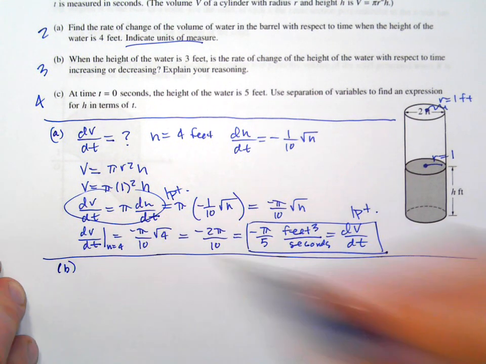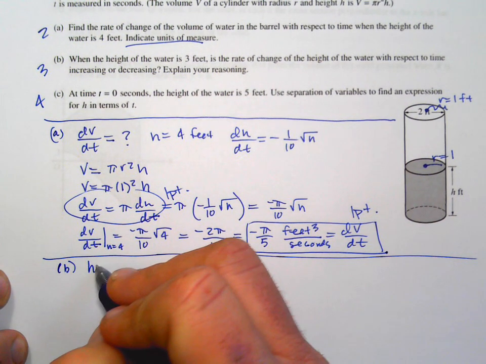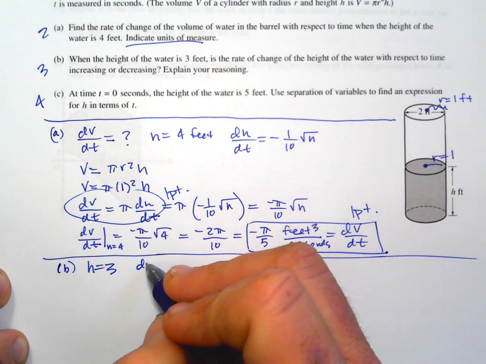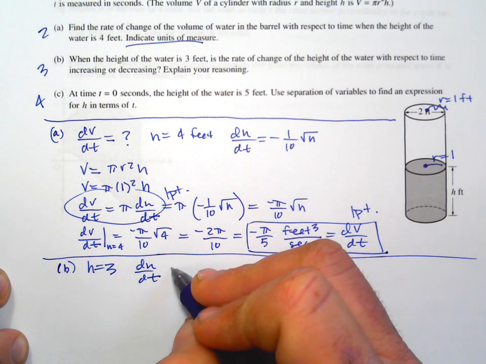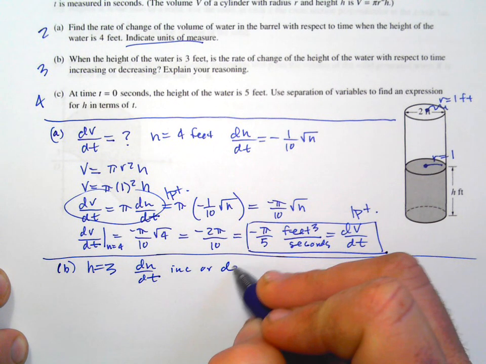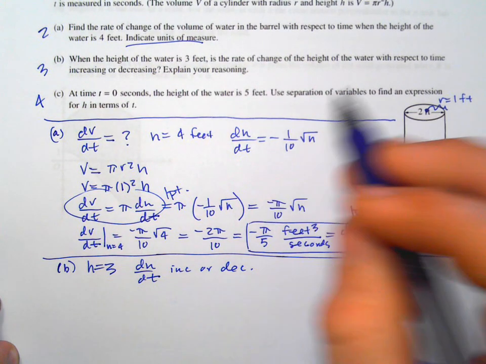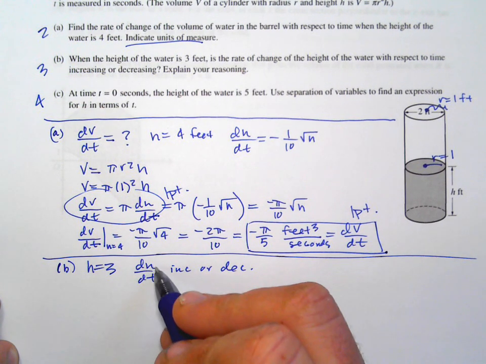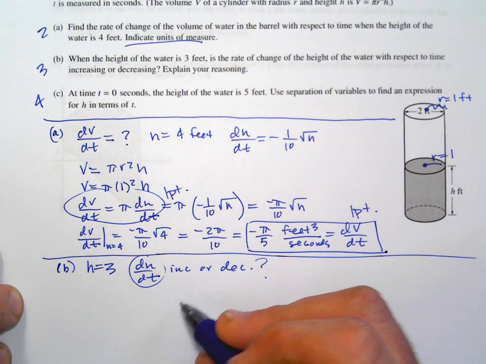Part B says: when the height of the water is 3 feet, so h equals 3, is the rate of change of the height of the water, so that's dh/dt, with respect to time, increasing or decreasing? Now you've got to be careful here. And this came up on another problem, I think. They're asking is the rate of change of the height increasing or decreasing. They're not saying is the height increasing or decreasing, because that would be dh/dt positive or negative, but they're saying is this increasing or decreasing. So we have to take the derivative of dh/dt.